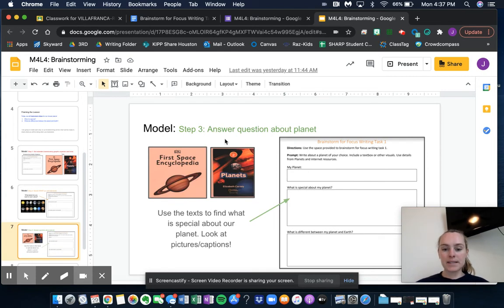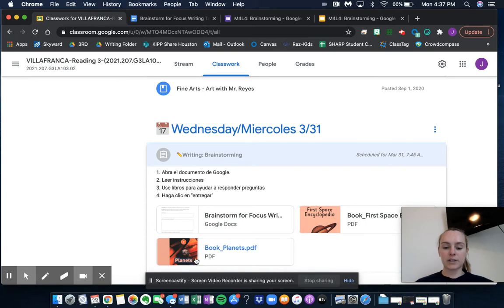Step 3 is to answer the questions about the planet. So we need to think about what is special about my planet. Well, first off, I don't really know much about Venus. So how am I supposed to answer this question? I need to use my texts to find out what is special. So I'm going to look at pictures, captions, maybe I'll glance over some of the text to figure out why it is special.